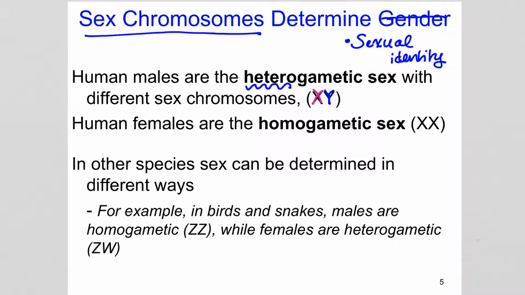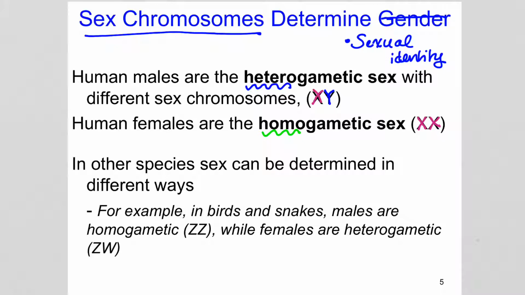Human females are what we refer to as the homogametic sex. So that means they have two of the same sex chromosomes. In this case, they inherit one X chromosome from each of their parents.